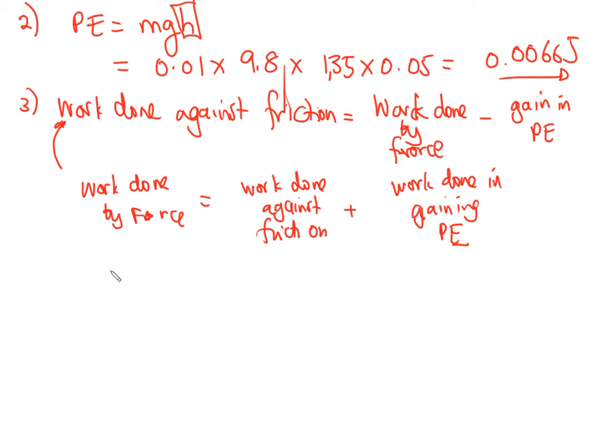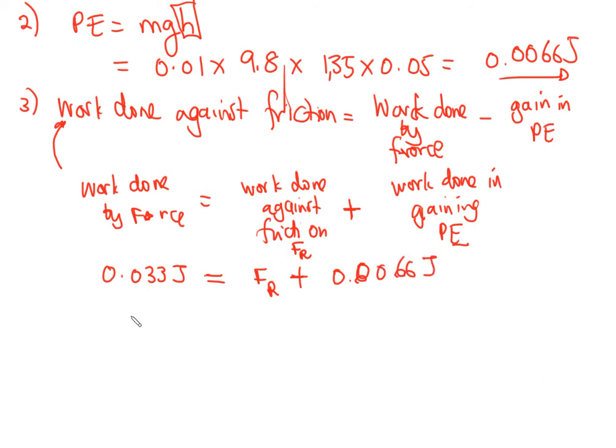We know that the work done by the force from our point number 1 there was 0.033 joules, which is equal to the work done against friction. What is our frictional force? Let me just write Fr for now, plus our work done in gaining PE. What PE did it gain? It gained 0.0066 joules. That's what we know, right?